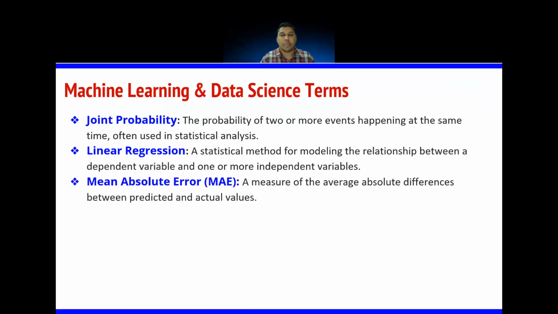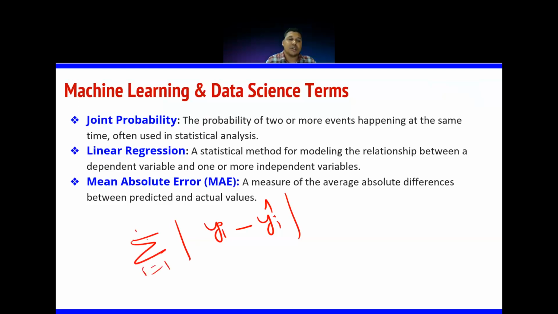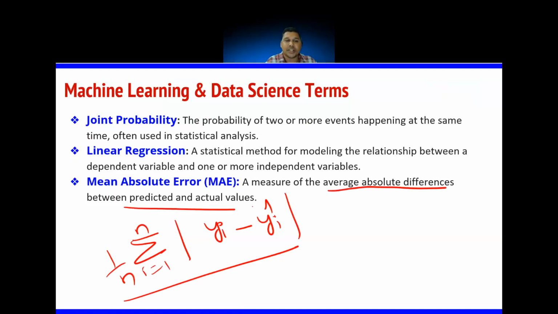Mean absolute error: the measure of the average absolute differences between the predicted and the actual values. So this is the actual value, this is the predicted value. The absolute difference means the positive difference, and then its mean. So you have so many values like this, and you take its mean. This is your mean absolute error.